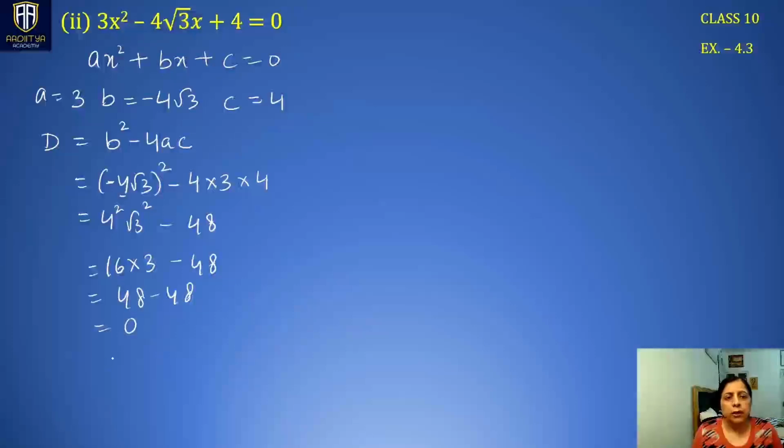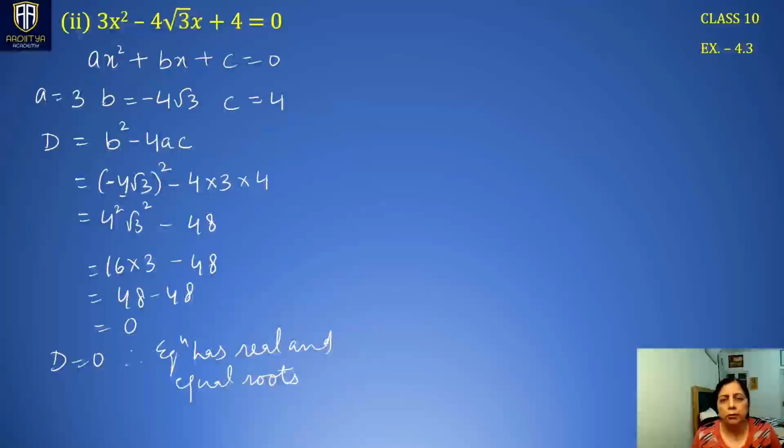Now the value of D has come out to be 0. Therefore, the equation has real and equal roots. D equal to 0 is the criteria for getting real and equal roots.